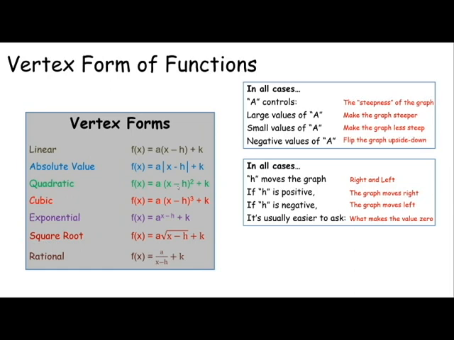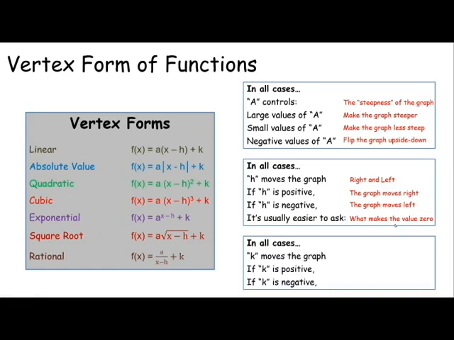So what I tell people to look for is what makes this value inside the parentheses or absolute value bar, or under the square root sign, or in the denominator, what makes that value into a 0? We'll talk about that here in just a moment.